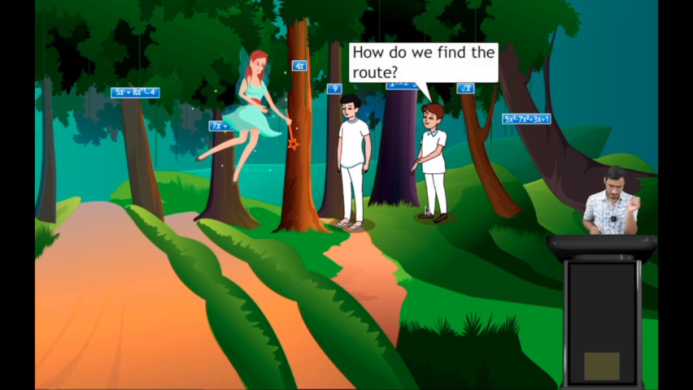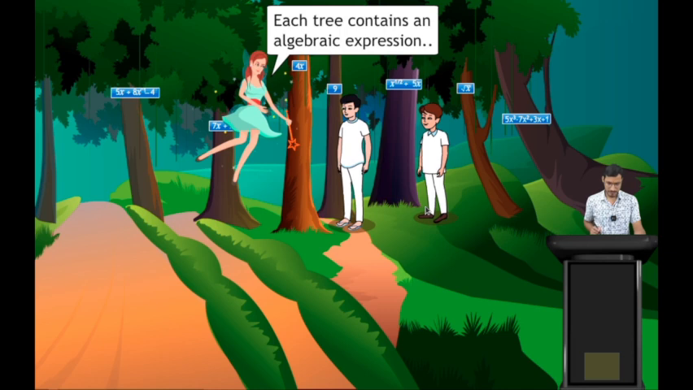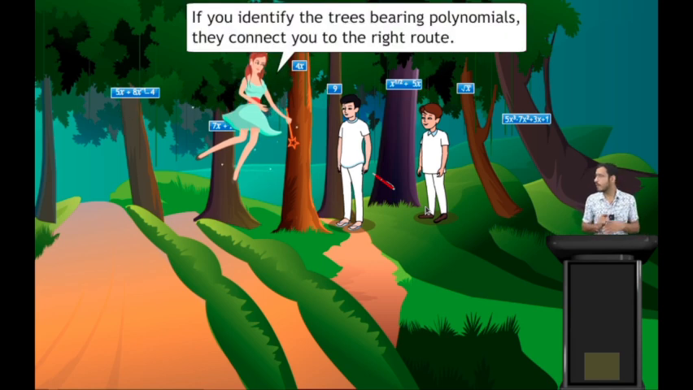How do we find the route? The angel says each tree contains an algebraic expression. You can see 5x minus 8x to the power minus 1 minus 4 is an algebraic expression. 4x, and the next one, 9x to the power 1 by 2 plus 5x, are also algebraic expressions. If you identify the trees bearing polynomials, they connect you to the right route. So among all the algebraic expressions, we will find the polynomials.